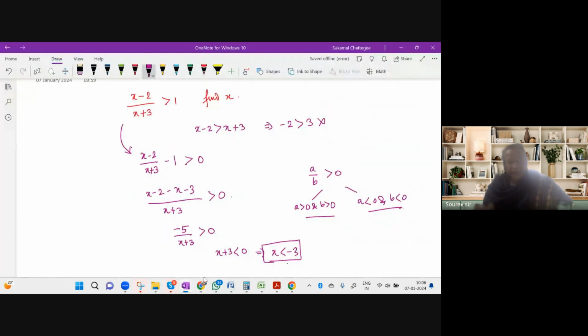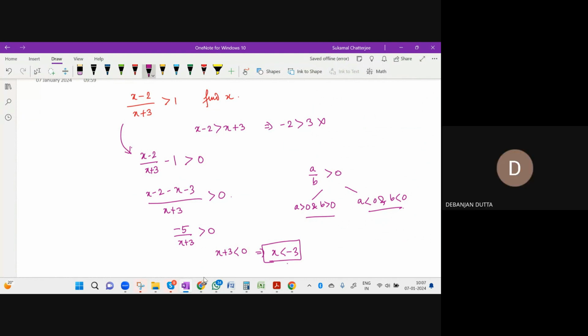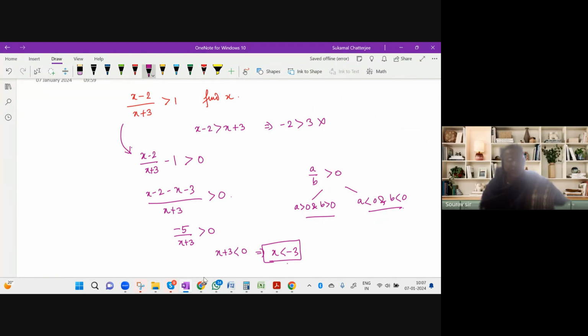Right? Understood? Yes, sir. So whenever you get a question on an inequality, if you multiply both sides by the denominator, you are getting a wrong answer. You always have to bring everything to one side and have 0 on the other side. If you don't do that, you are bound to get a wrong answer. Clear?